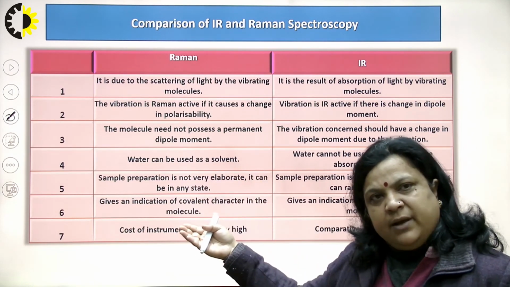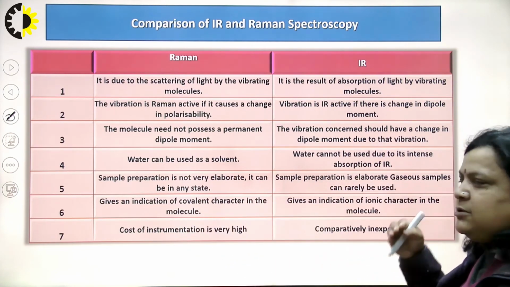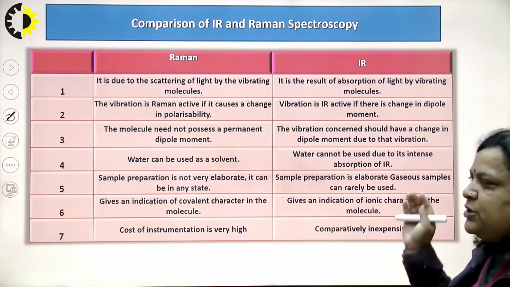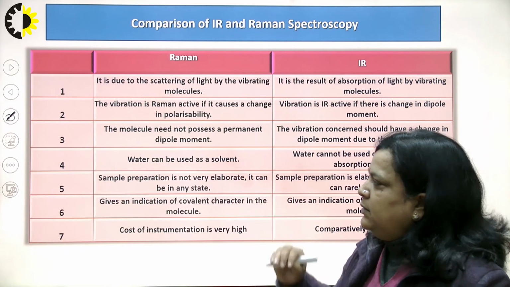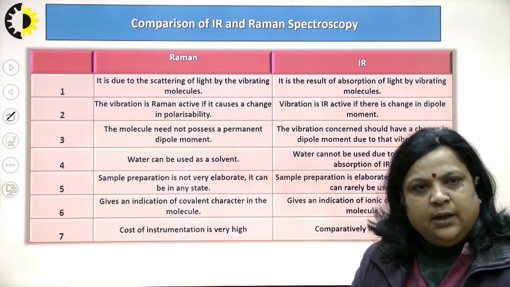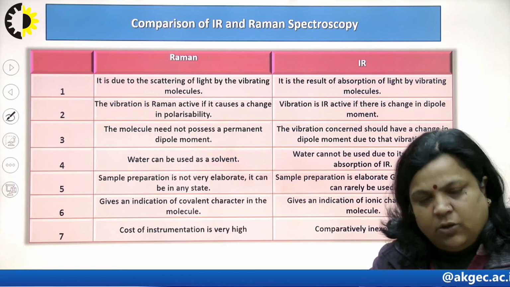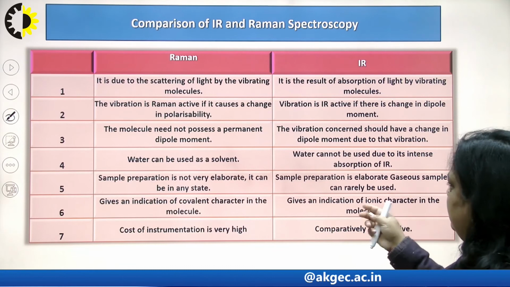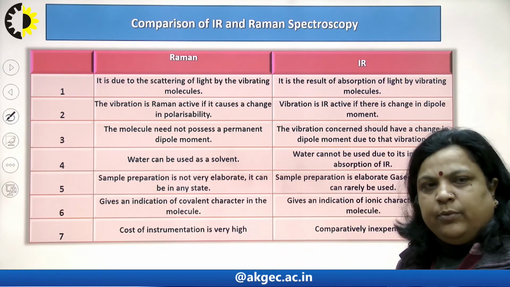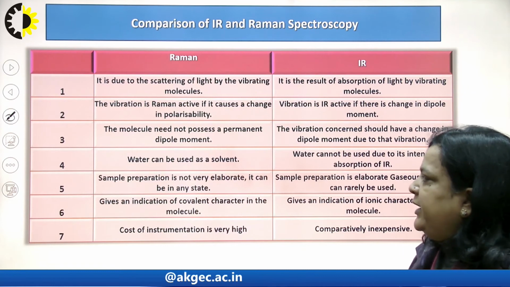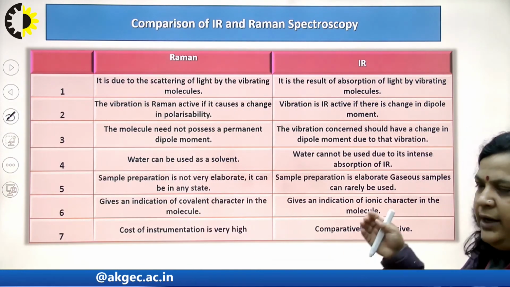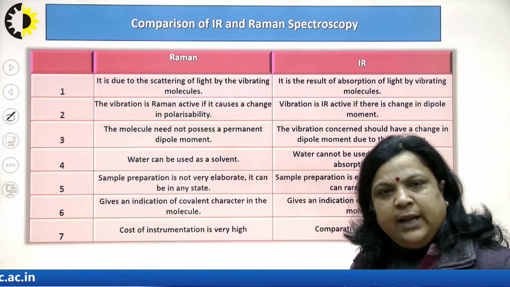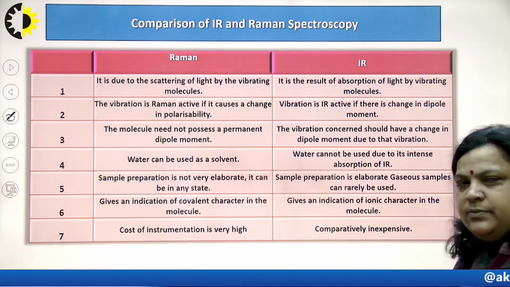Water can be used in Raman spectroscopy as a solvent, but in case of IR water cannot be used, otherwise it will also show an intense absorption peak. In Raman, the sample preparation is not very elaborate, it can be in any state, we can take solid, liquid and gaseous state, while in case of IR generally solid or semi-liquid form is preferred. Raman gives an indication of covalent character in a molecule and IR gives the indication of ionic character in a molecule. The cost of the Raman instrument is very high and IR is comparatively inexpensive.